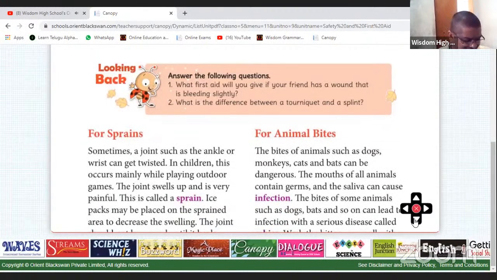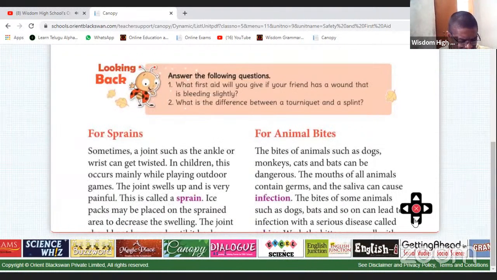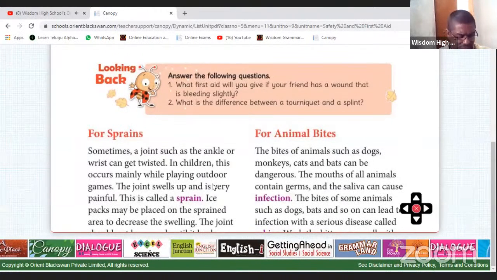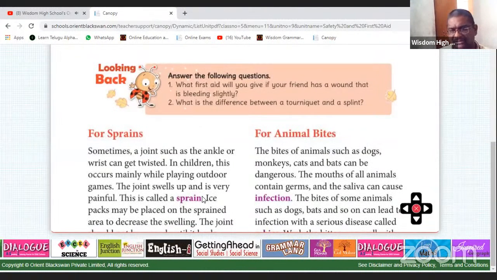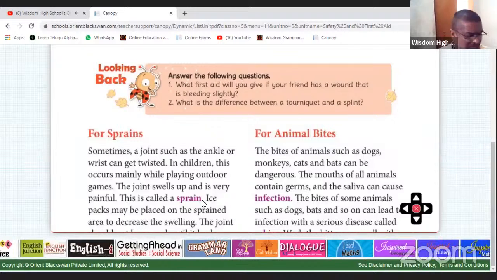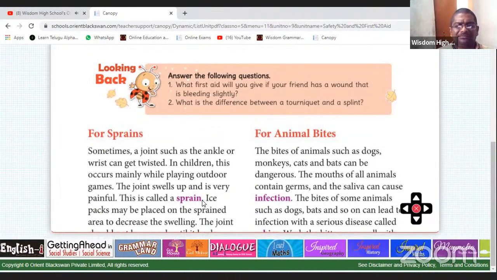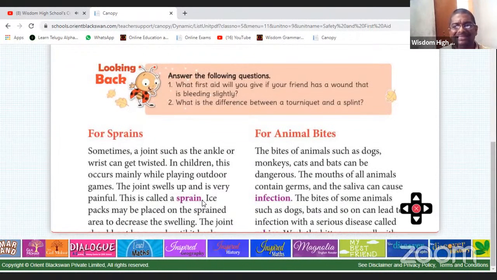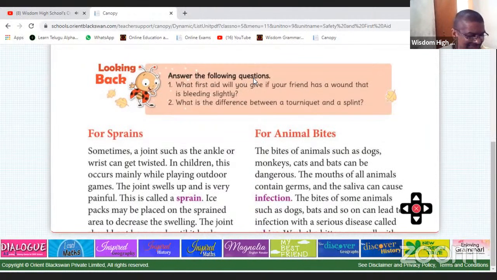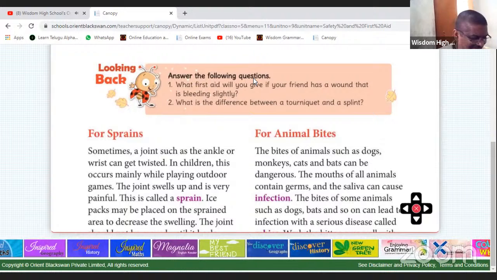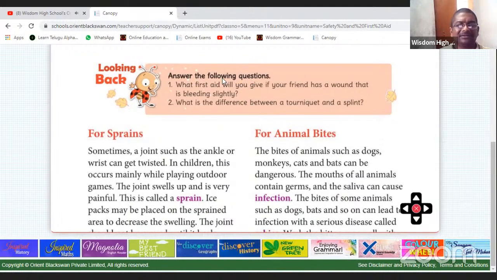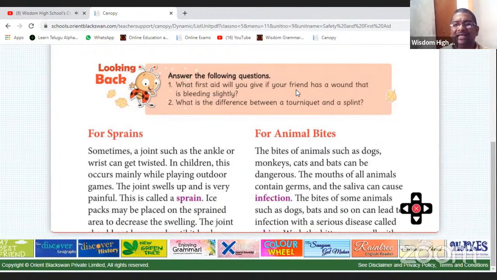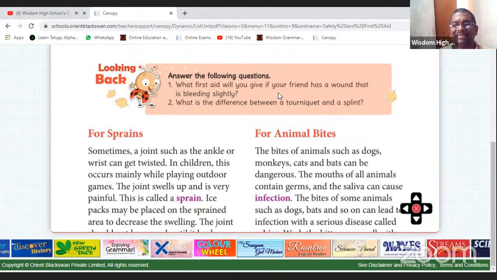So, looking back. What is looking back? Just concentrate here. So, your question asked: what first aid will you give if your friend has a wound that is bleeding slightly? Okay, dear children, concentrate here. Once again, repeating the question: what first aid will you give if your friend has a wound that is bleeding slightly?